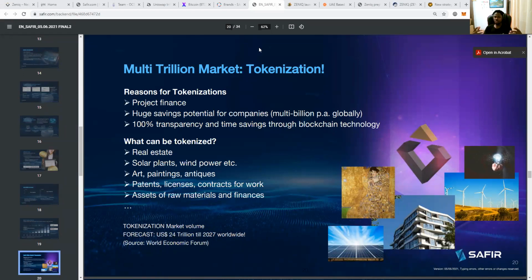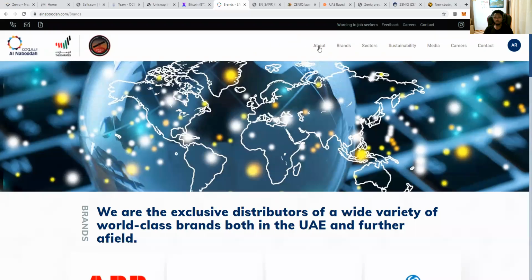Now, you might be wondering, how are they going to accumulate, or how are they going to acquire all of this into the block space? Remember Al Nabuda.